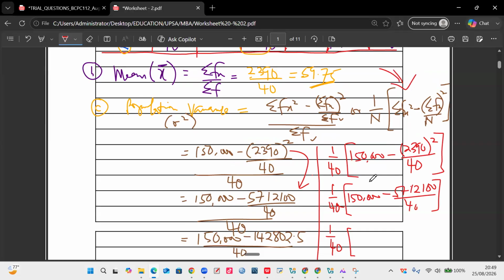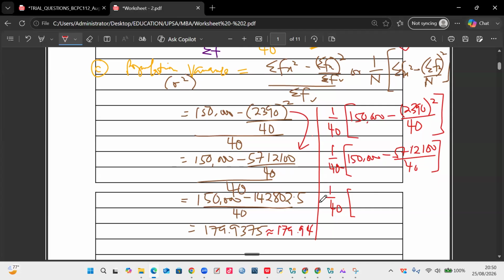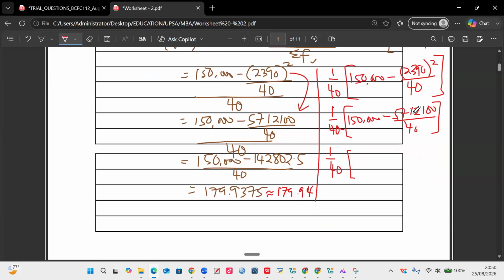I get the first step after the formula, but the second step I don't get. Just change the 2390 squared, just expand it. It's the same as the right side, where I've shown the arrow. So I have 150,000 minus 571200 over 40. Okay. So I can first change the 5712 over 40, just as we changed it here. Yes, so please.